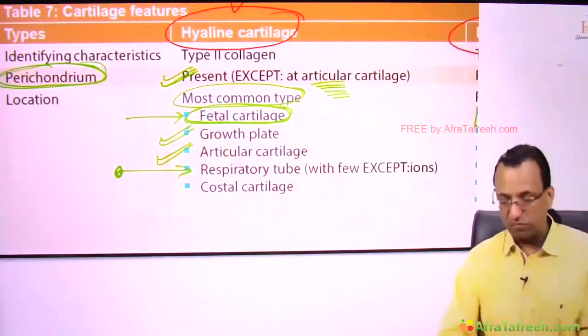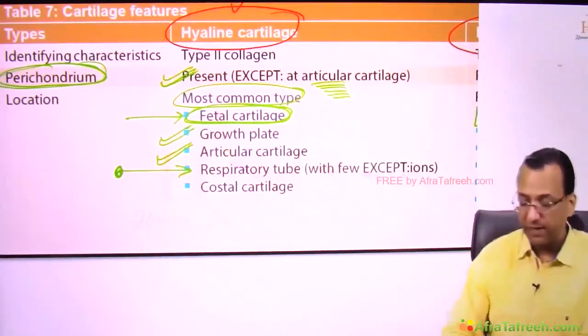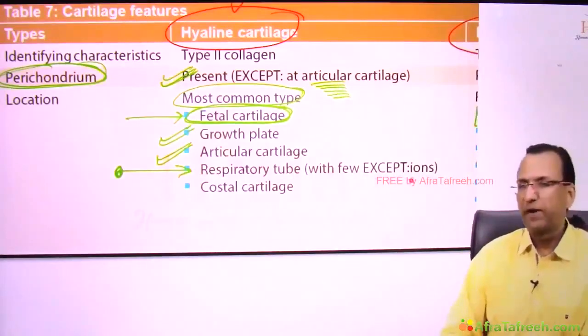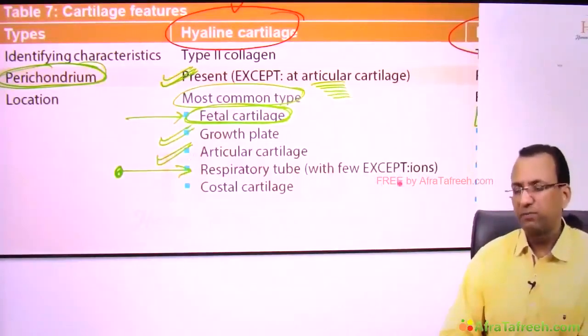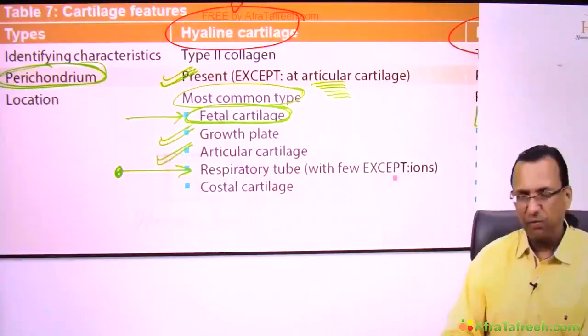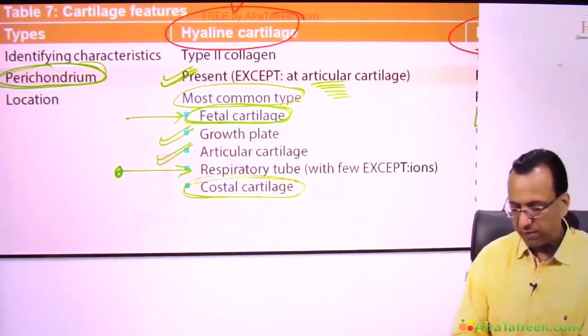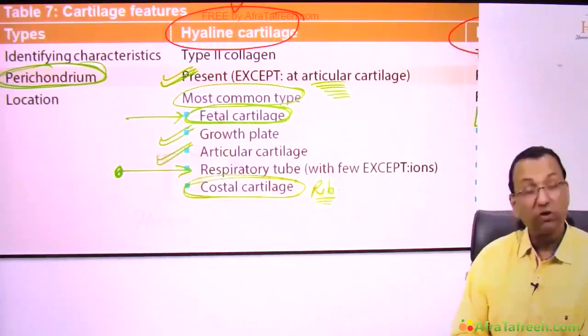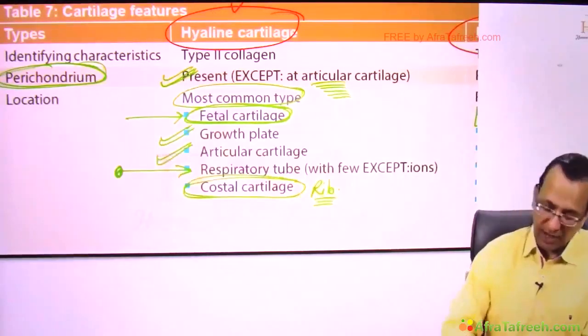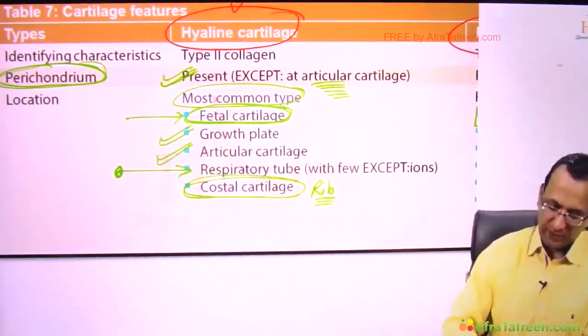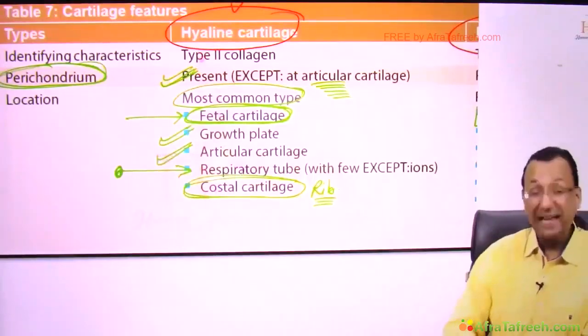What about the respiratory tube? We have told that most of the respiratory tube is hyaline with few exceptions. You already know the exceptions, like the tip of the arytenoid, corniculate, cuneiform. That was not hyaline, that was elastic. What about costal cartilage? That is rib cartilage, and it is also the hyaline variety. So just try to memorize some of the examples of hyaline as well.